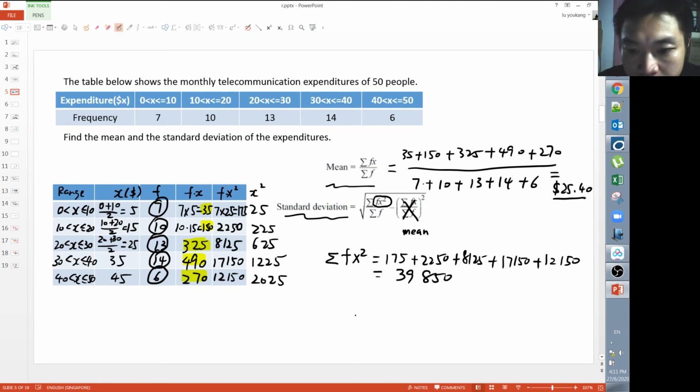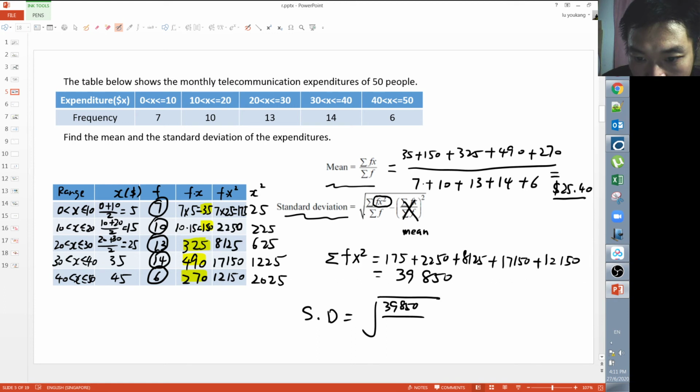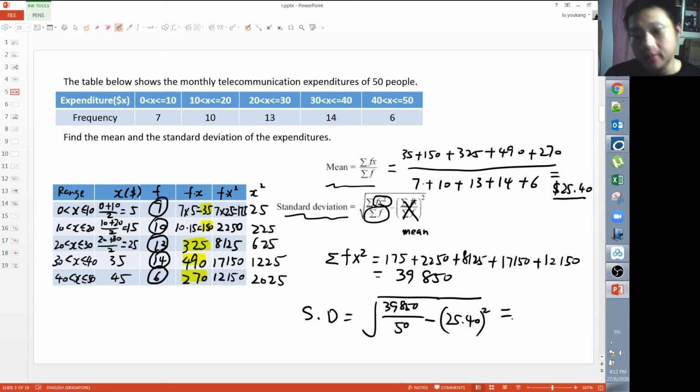And then now you can actually figure out your standard deviation. Okay, so it's 39850 over your summation of f, which is you add all your frequency up, which is 50. Minus what? Minus your mean square. Okay, and then you are supposed to get, so use your calculator, alright? So you're supposed to get this.